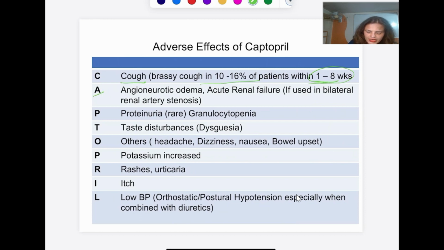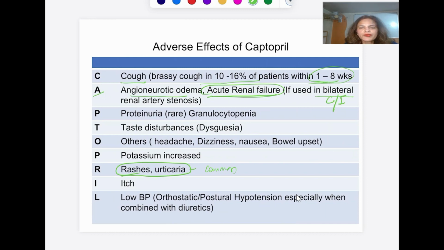Then A is for angioneurotic edema. This is rare, and rashes and urticaria. If you go for the allergy, this is more common. So A for angioneurotic edema. Then if we are going to use it for bilateral renal artery stenosis, it can cause, and you can use A for acute renal failure. So bilateral renal artery stenosis is an important contraindication of captopril.